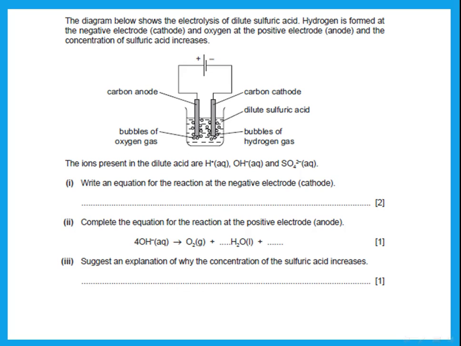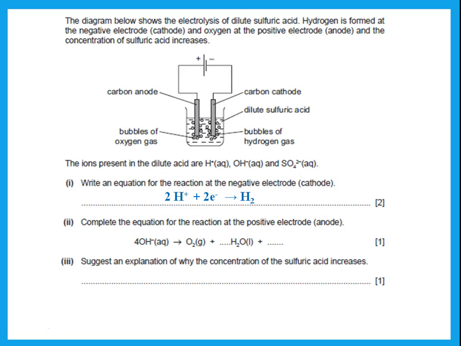The positive, so the H plus is the one that reacts, and we said when the H plus reacts, it takes up electrons and becomes hydrogen. Now he's saying complete the equation for the reaction of the positive electrode. So at the positive electrode, it is the hydroxide ion that reacts, because we said the sulfate never does anything here. So we said this will give this kind of reaction.